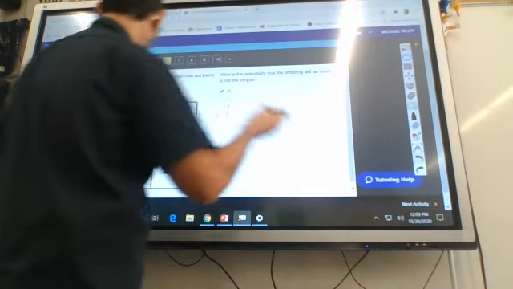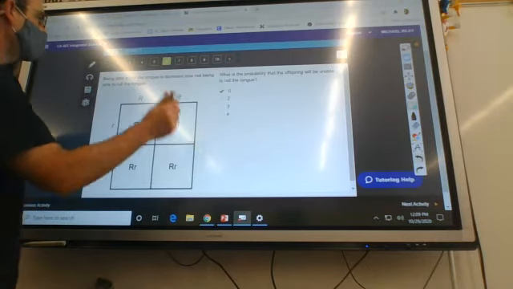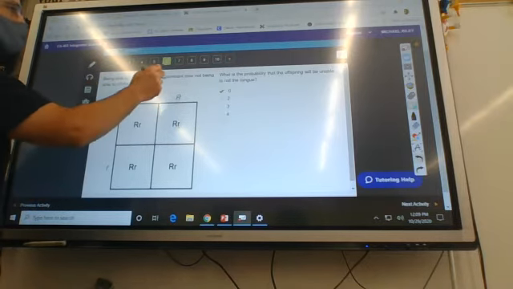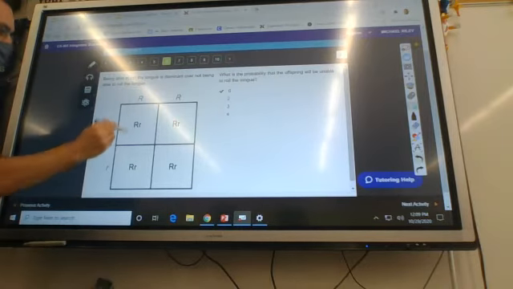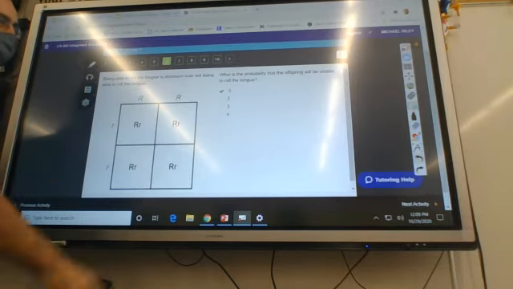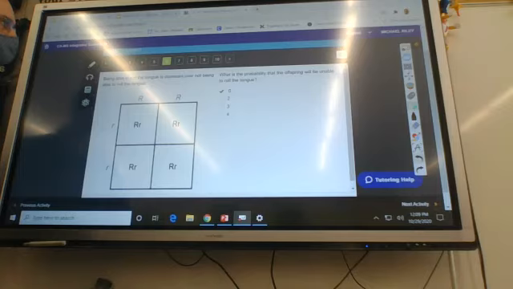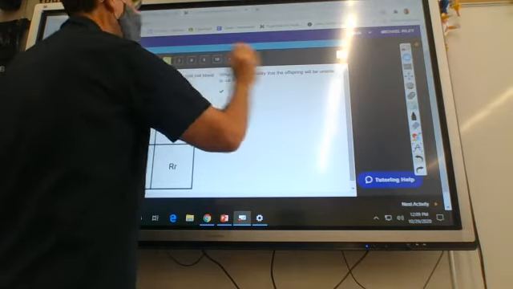Oh, they already did it for you. Okay, done over. What is the probability the offspring will be unable? Able. 0. There's no chance, because they're all heterozygous.